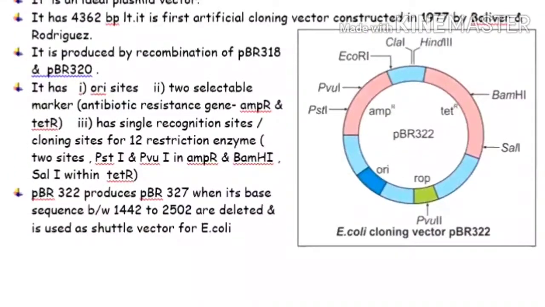So what we are seeing in this diagram, see carefully, you have this ori site, the site from where the origin of replication starts. Now these are your two marker genes. One is ampicillin resistance, one is tetracycline resistance. These two antibiotic resistance genes will work as markers for you. And these are your restriction enzyme sites. It has PstI, it has PvuI in the ampicillin gene. BamHI and SalI are present in the tetracycline gene. And this is your PvuII, which is present in the rop gene.